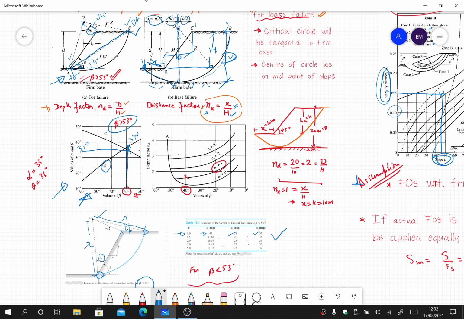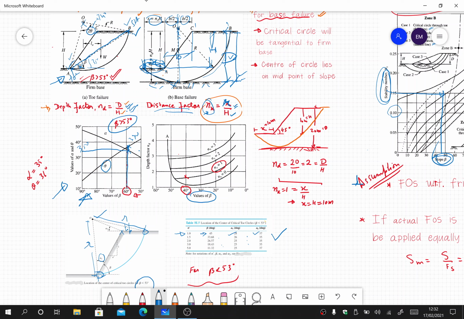So to find out the value of x, we look at the angle here, beta, and then we find out the depth factor. The formula for the depth factor is nd, and nd is equal to d over h. D is the height from ground surface to the depth of the hard stratum, and h is the height of the slope. Divide that, and whatever value comes out, then we find out the distance factor. It is indicated as nx, and it is equal to x over h. And as we just told you, x is the distance from the toe to the start of the slip circle. So we can find out nd from the figure.